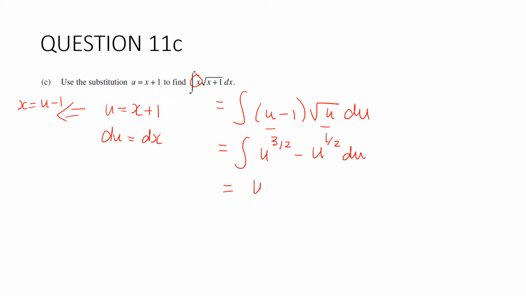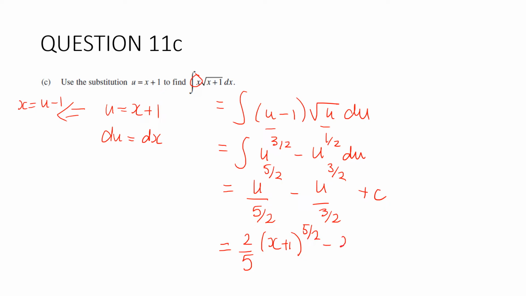And now integrate: u to the 5 over 2 divided by 5 over 2, minus u to the 3 halves over 3 halves, plus c, is equal to 2/5. I'm going to substitute back for u: x plus 1 to the 5 over 2, minus 2/3 x plus 1 to the 3 halves, plus c.